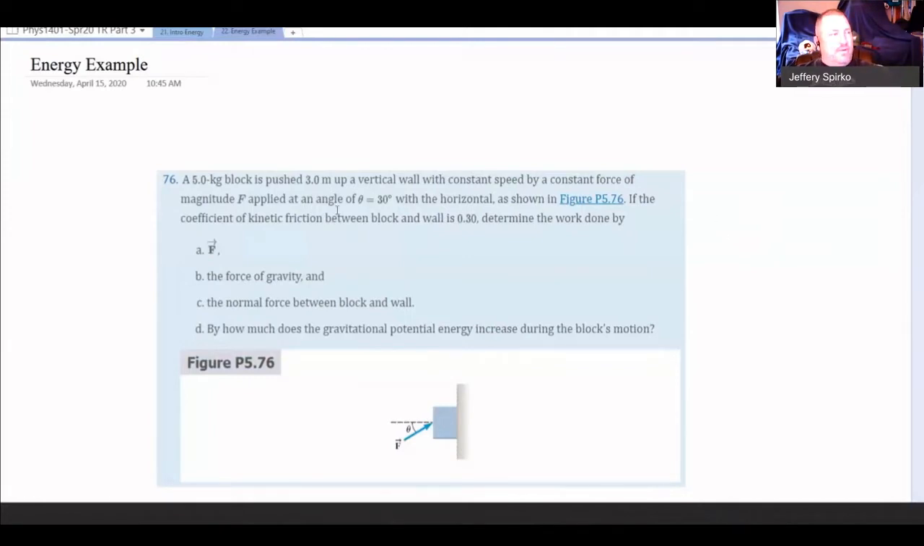So this was from the additional problems in chapter 5, or do they call it topic 5? And we have this block that is pushed up a vertical wall with constant speed by a constant force. And the force is diagonal, as shown in the figure down here. And we have a coefficient of kinetic friction determined by blah. Determine the work by a bunch of things. By the force, by friction, by gravity, etc.